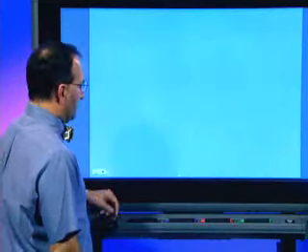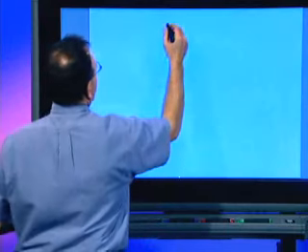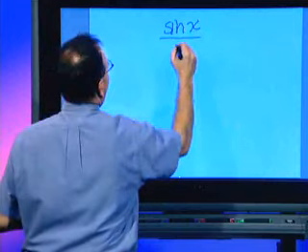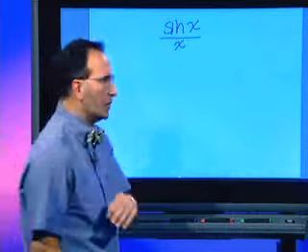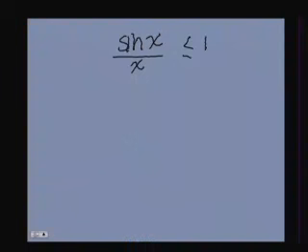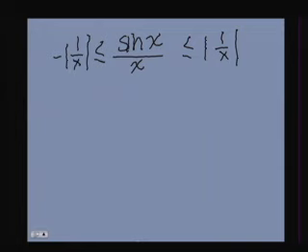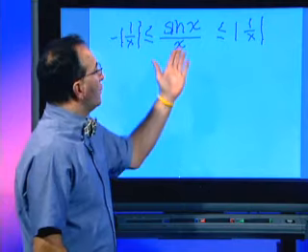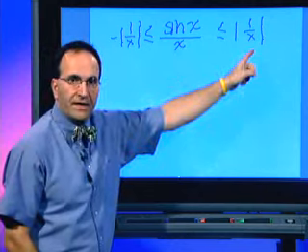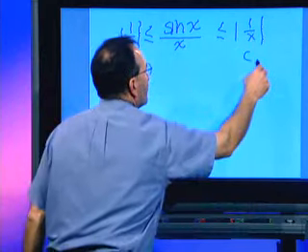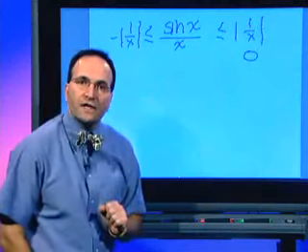With the sandwich theorem, we should take the sine x over x and look at that compared to the absolute value of 1 over x and the negative of the absolute value of 1 over x. When we make that comparison, what we'll see is that as x goes to positive infinity, once again, this expression goes towards 0.